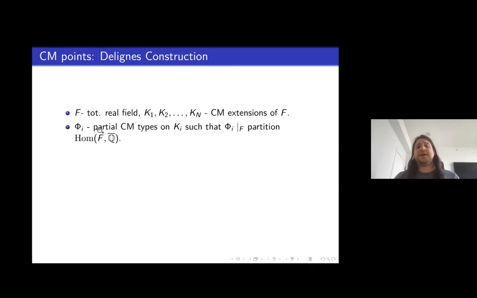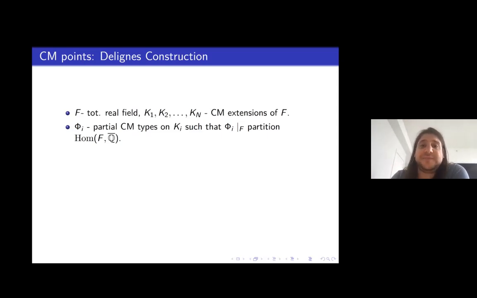So for every embedding of F, each phi_i has at most one embedding of K_i over it. And let's assume that each of these are partial, but together they partition all the embeddings of F. For every embedding of F into Q bar, there's exactly one i such that phi_i contains an embedding of K_i above that particular embedding.